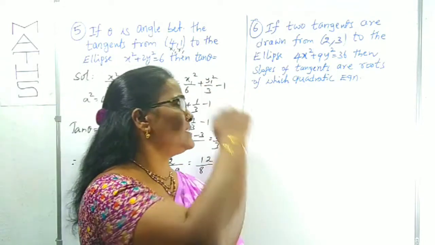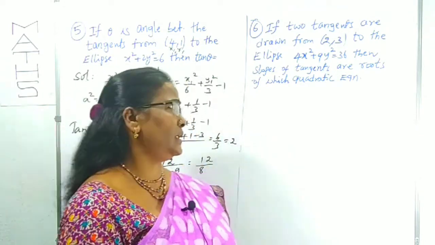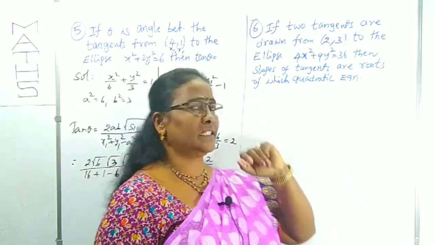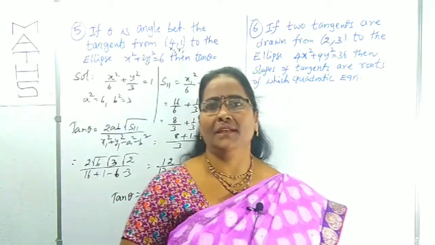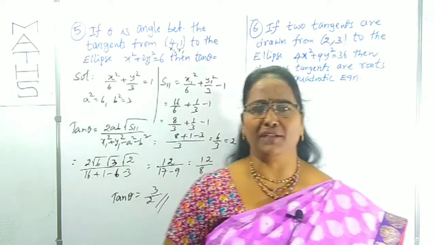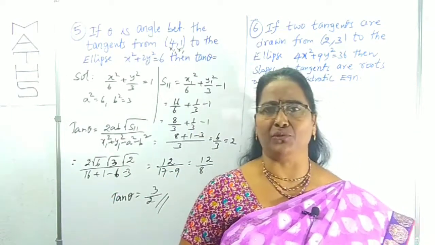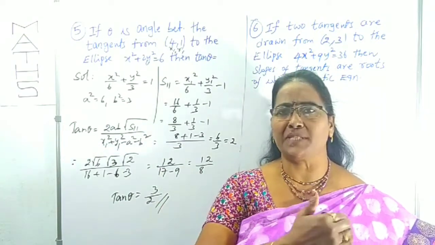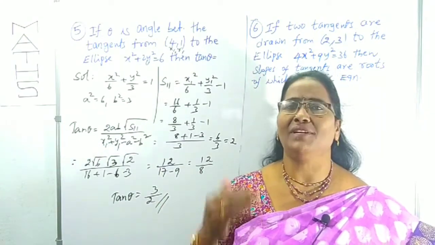If two tangents are drawn from (2, 3) to the ellipse, then the slopes of the tangents are roots of which quadratic equation? Two tangents we can draw from the point. They have slopes m1, m2. What is the quadratic equation whose roots are the slopes of the tangents? Clear? For that, what do you have to do?